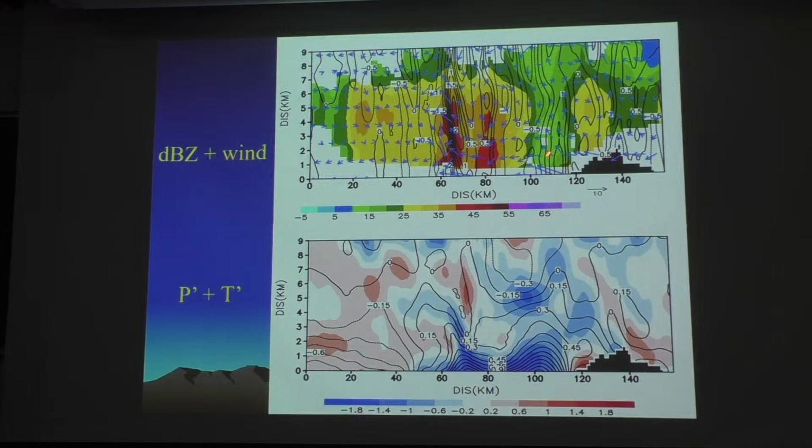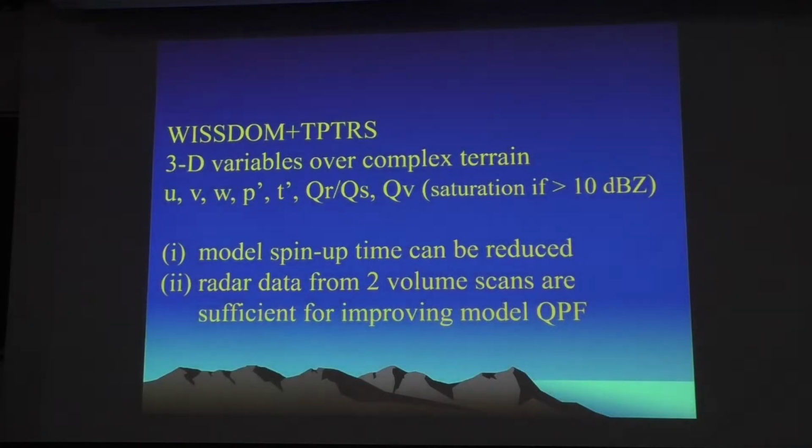The mountain is here, okay? And this is a retrieved pressure and the temperature perturbations. So by combining these two systems, we have three-dimensional variables over complex terrain. And those variables include the U, V, W, P prime, T prime, rainwater and stormwater mixing ratio, and the QV.